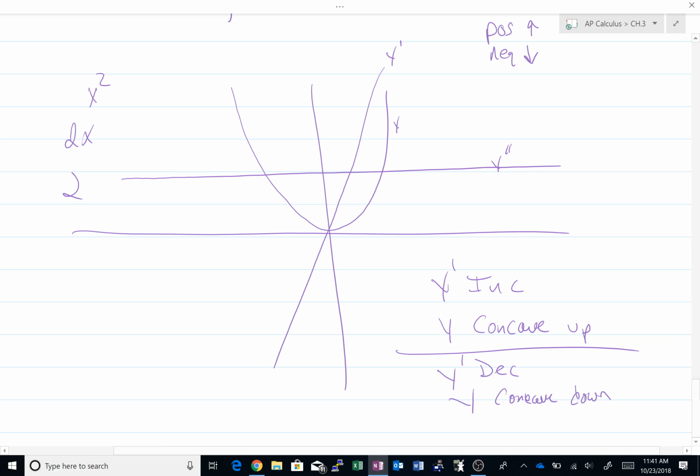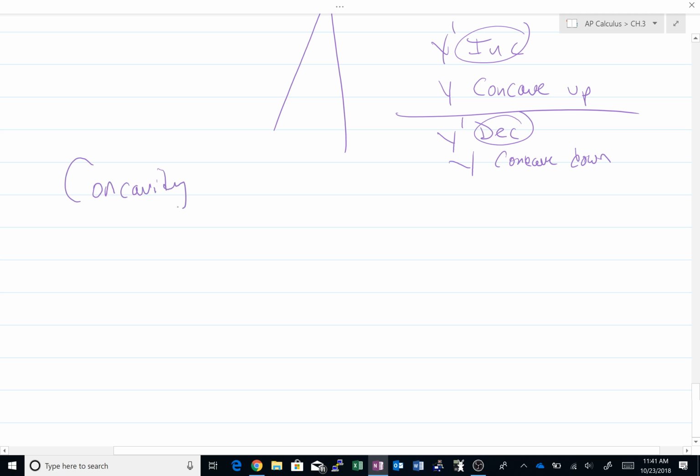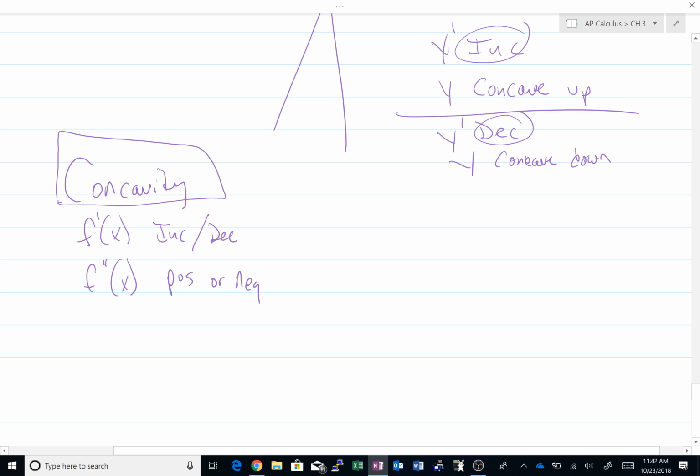Now, that's first derivative telling me that information. Second derivative, notice second derivative is positive everywhere. Therefore, it's concave up everywhere. You can find out concavity two ways: first derivative, based off if it's increasing or decreasing, or second derivative, if it's positive or negative. Concavity is where f prime is increasing or decreasing, or f double prime is positive or negative.